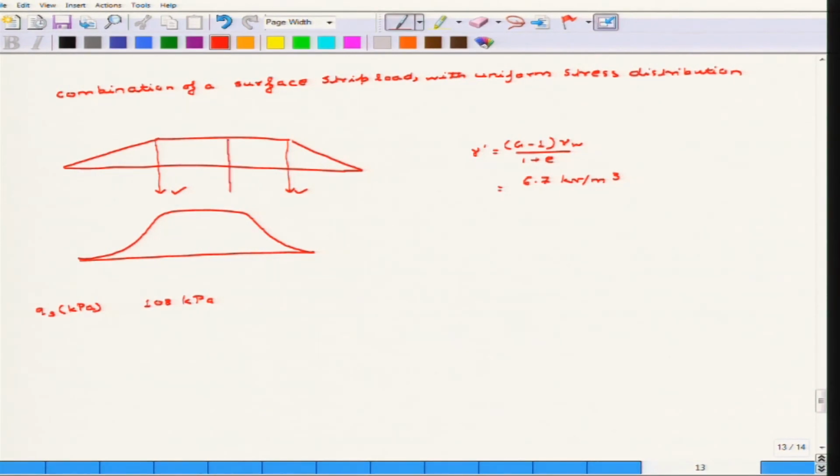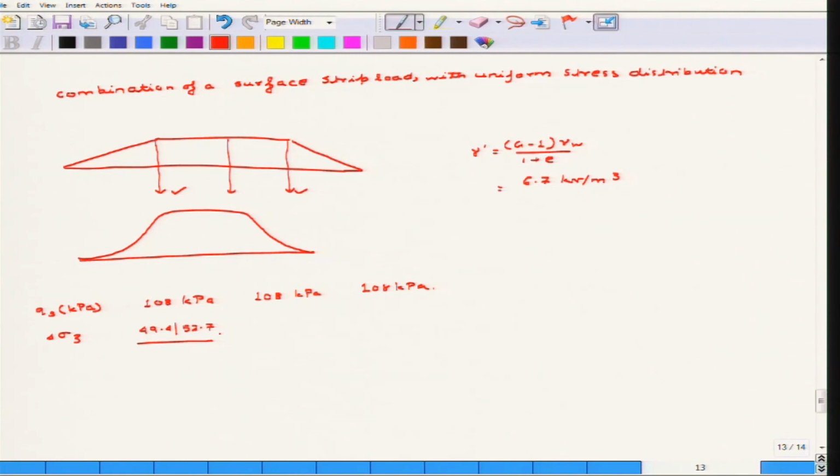At the center of the embankment it will be equivalent to 108 kPa, and here also it will be equivalent to 108 kPa. Now delta sigma z, that is the stress imparted due to the additional part, will be equivalent to 49.4 and 52.7. Now how did I find out this number?